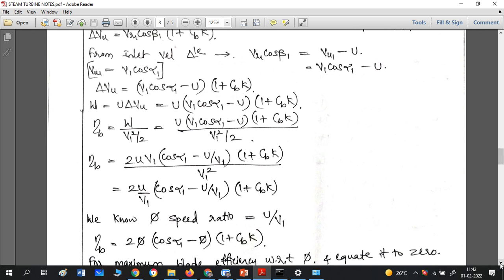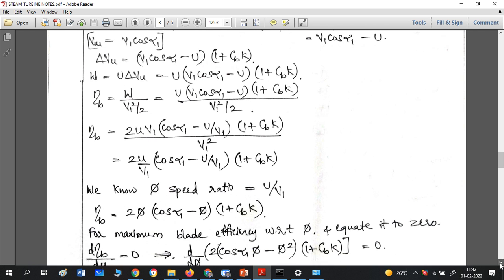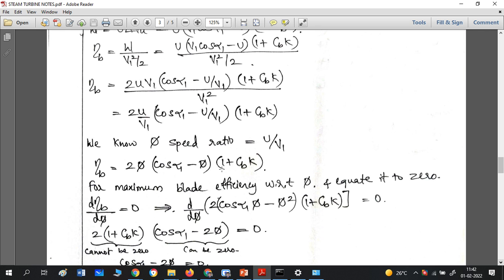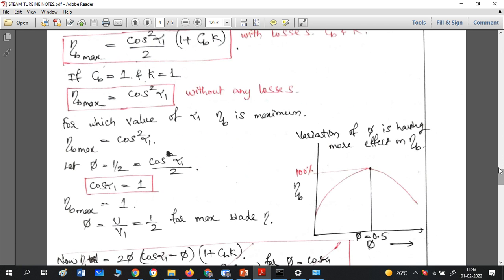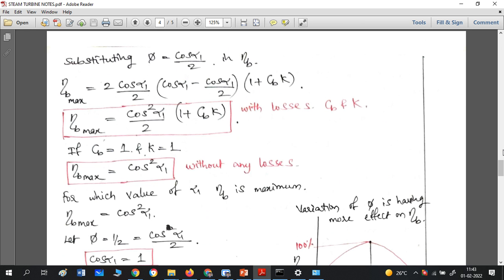So what I can do is take the differentiation of this equation. I can write it as 2U by V1; if I cancel this V1 and V1 square in the denominator, I can write 2 into speed ratio phi, cos alpha 1 minus phi, where phi is the speed ratio, into 1 plus CBK. Out of this, 1 plus CBK is a constant. It cannot be made 0. But cos alpha 1 minus 2 phi, I can make it 0 because alpha 1 varies from 0 to maximum. Speed ratio can also vary. So for the given blade, speed ratio and alpha 1 we can vary.